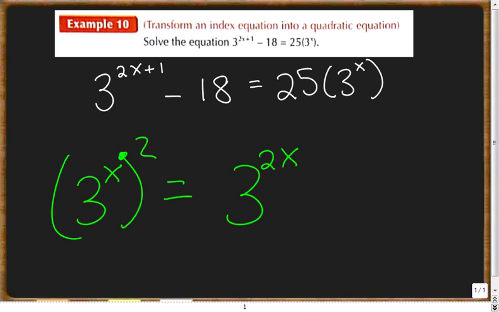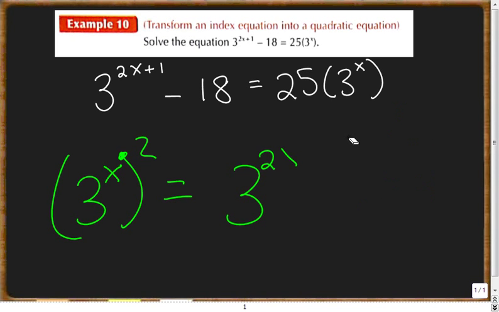Okay? So some people are always like, oh, that's kind of weird. Well, think about it. 2 to the first is 2. 2 squared is 4. But that's the same thing as just doing 2 to the first squared, right? We're doubling that exponent. And so that's where we get that. This is how that works.